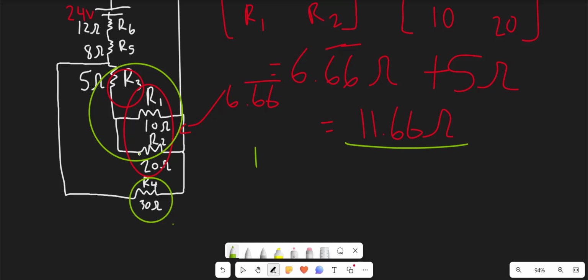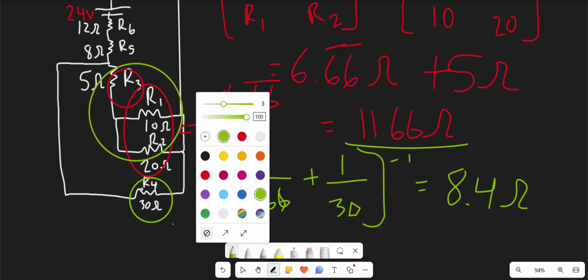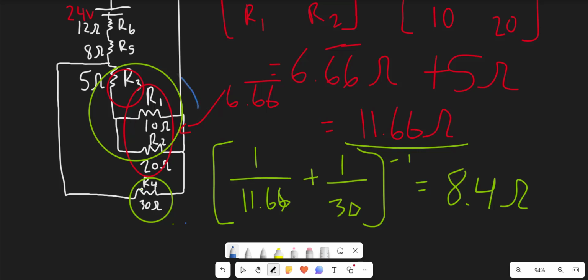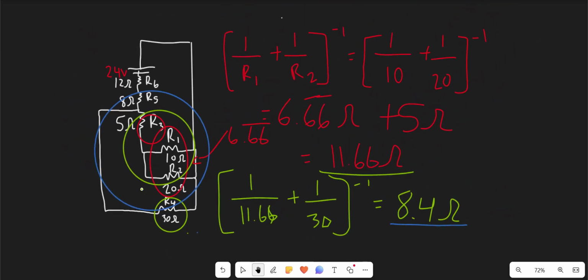So we can take 1 over 11.66 plus 1 over 30, which is the resistance value of R4, and then just raise all that to the negative 1 power, which if you type that into your calculator should give you exactly 8.4 ohms. So once again, let's change this to a different color. So R1 all the way to R4 can be represented by the 8.4 ohm resistor. So we're slowly simplifying the circuit down to fewer resistors.